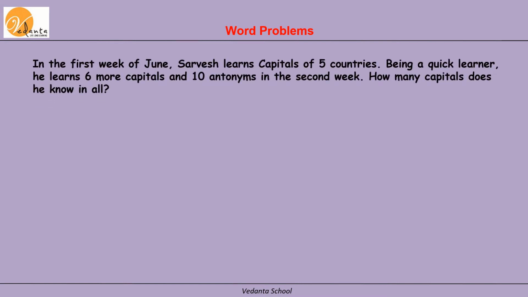In the first week of June, Sarvesh learns capitals of 5 countries. Being a quick learner, he learns 6 more capitals and 10 antonyms in the second week. How many capitals does he know in all? So this is our word problem.